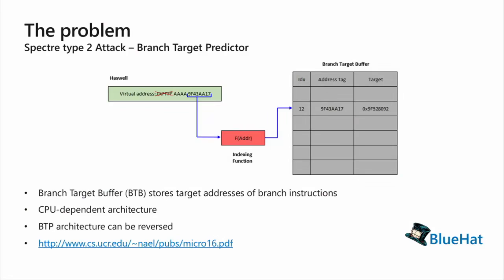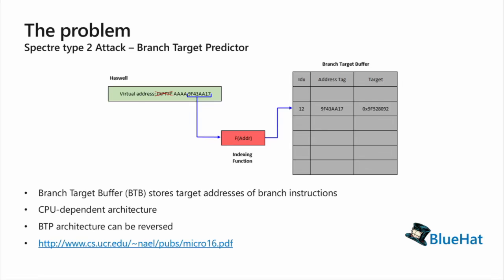For understanding the type 2 attack, we need to understand 2 things in the modern CPU. First is the branch target predictor, and the second is the cache. This slide represents the branch target predictor, which basically works in this way. There is an indexing function that generates a tag, and from that tag, the CPU can predict the target. So if you have an indirect call at an address, for example, in this case 9F43AA17, the CPU stores the tag, which is an index of the original address. In this case, this is Haswell.